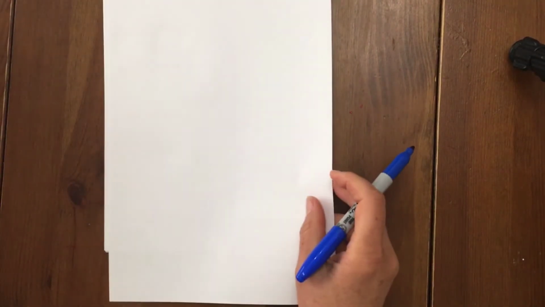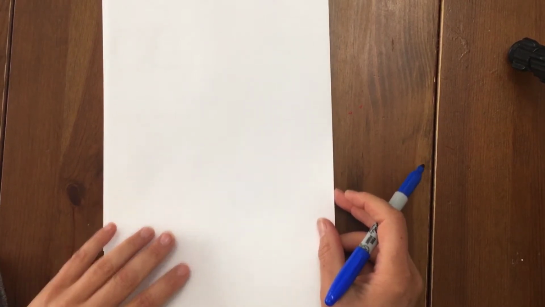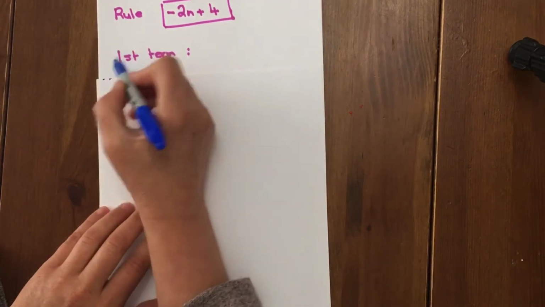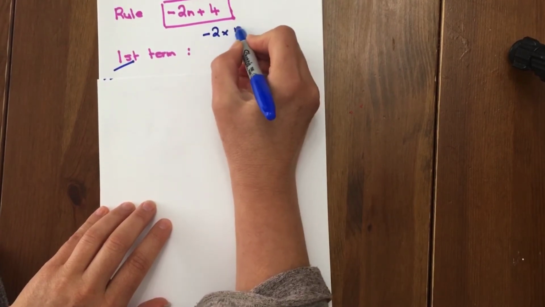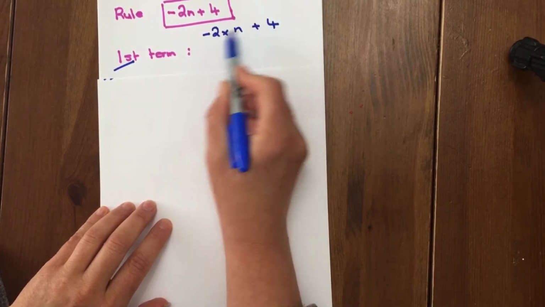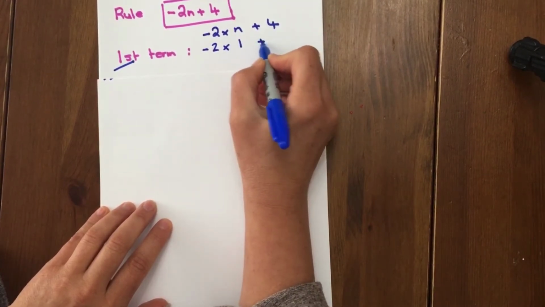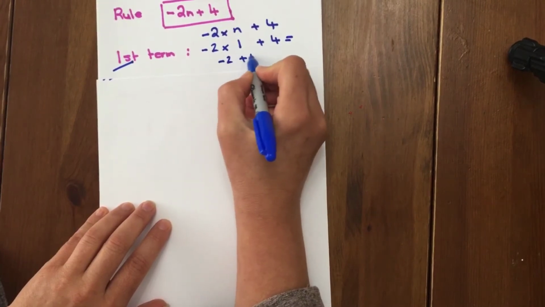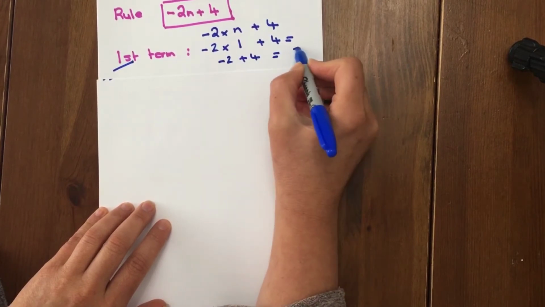Right, so let's have a go at this rule here, slightly harder than what we've just done. So let's look at my first term. First term, n is 1. I'm going to set out my rule at the top here. So n is changing. The negative 2 and the 4 stay the same. So my first term, n is 1. Negative 2 add 4 would be, on the number line, start at negative 2, go up 4. I get 2.